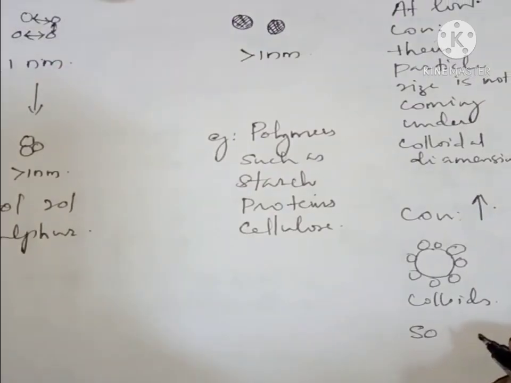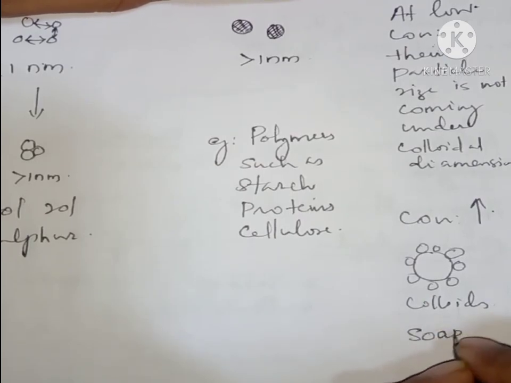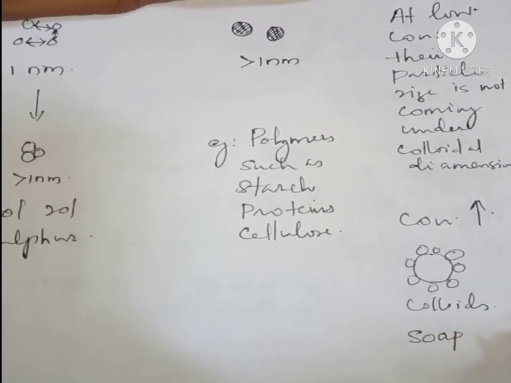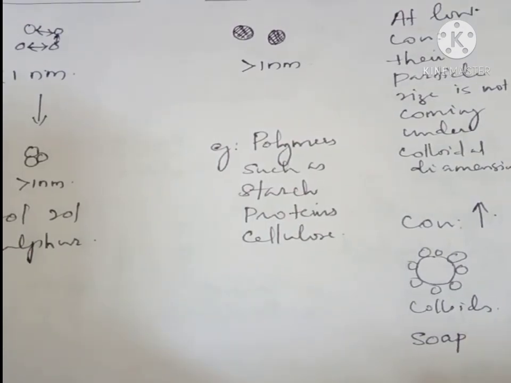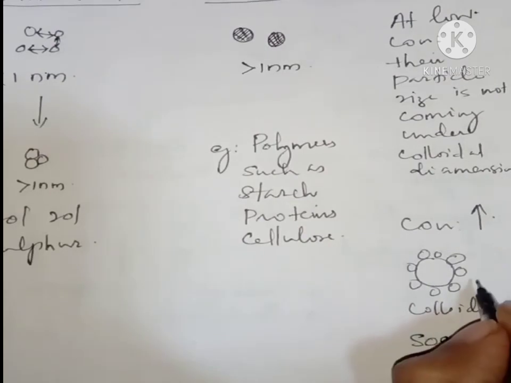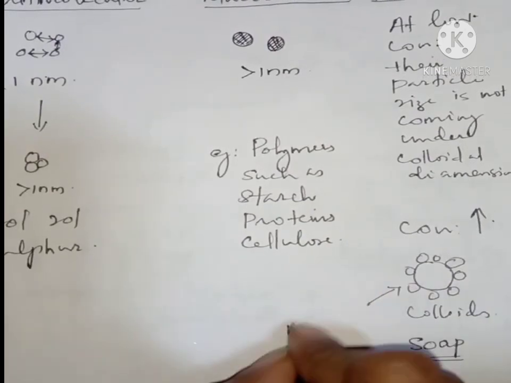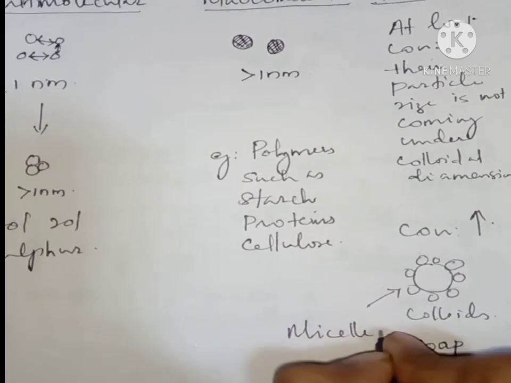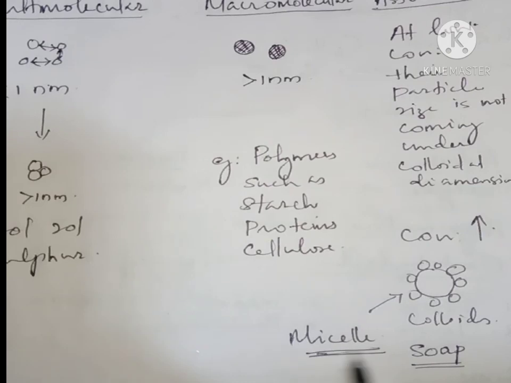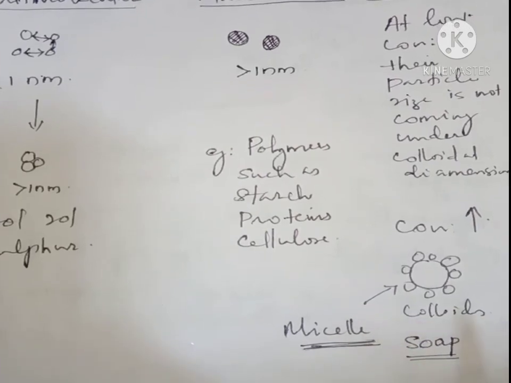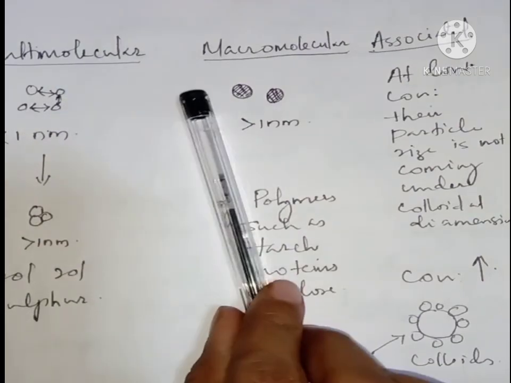The surface active compounds like soap, detergents, etc. are some examples coming under associated colloid category. And this associated structure is known as micelle. Here we are not going to the details of micelle formation, that will be discussed later. Okay, this is all about the classification of colloids.